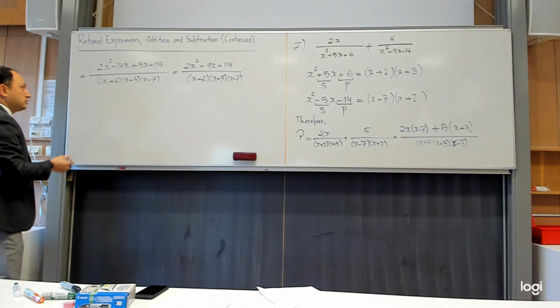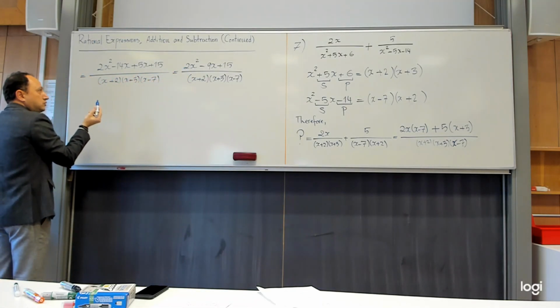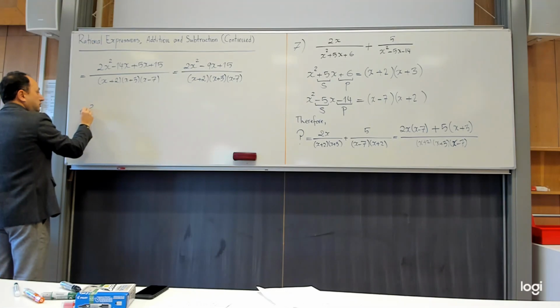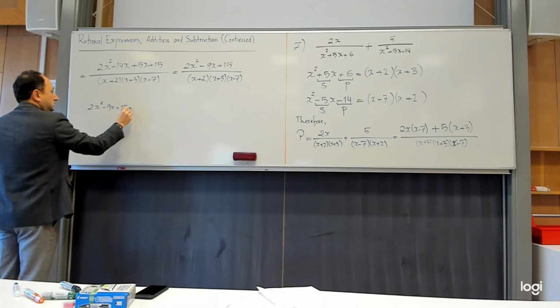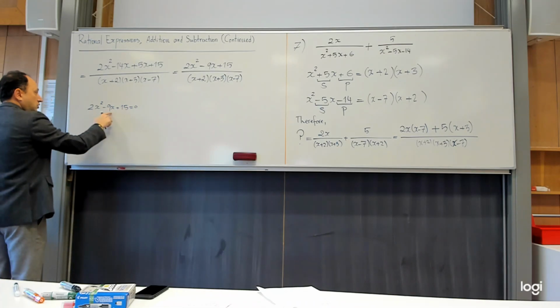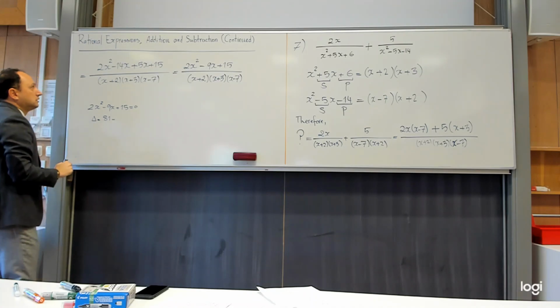So what we have to do, because this number is not 1, you might need to use the general method. What was the general method? You need to put this equal to 0 and solve it yourself. So delta becomes b squared, 81, minus 4 times this one times that one is what?